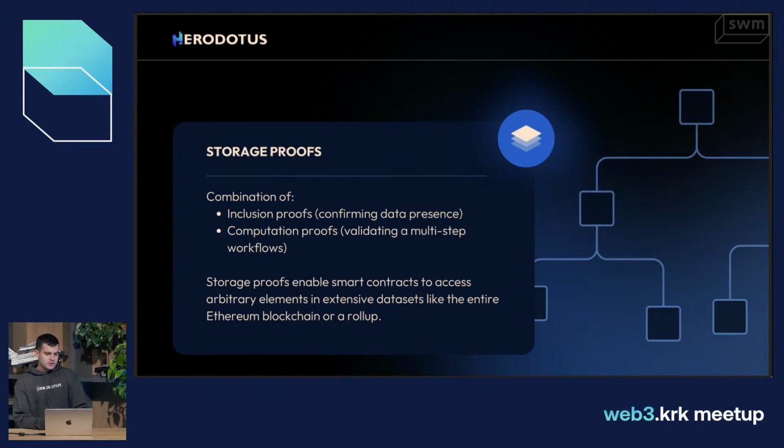At Herodotus, we define storage proofs as a combination of inclusion proofs, so like proving that a specific element is inside a data set, and computation proofs, so validating the multi-step workflow. Depending on what types of data you want to access, the workflow you will be taking is different. We'll look into a diagram of that later on. But essentially, storage proofs allow smart contracts to access arbitrary elements inside the blockchain in a cryptographically verified and secured manner. So they are the highest level of security you can have for accessing any type of on-chain data.